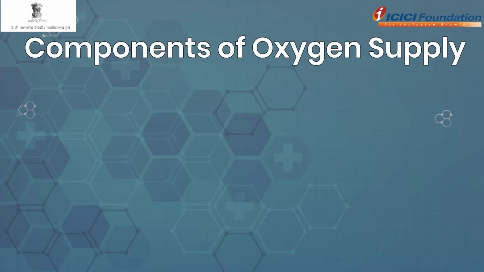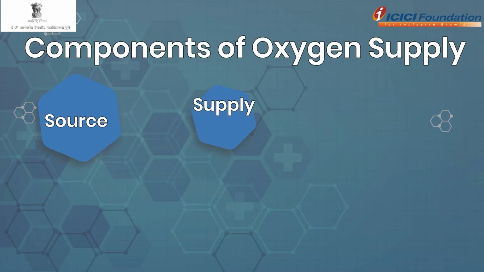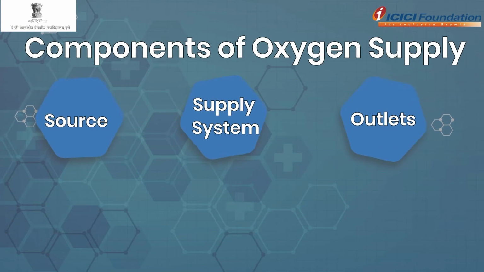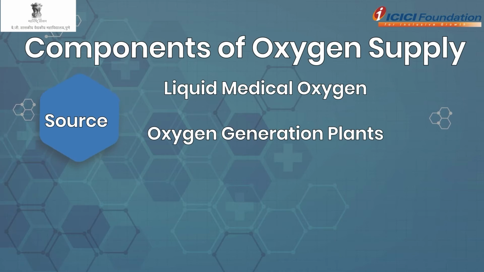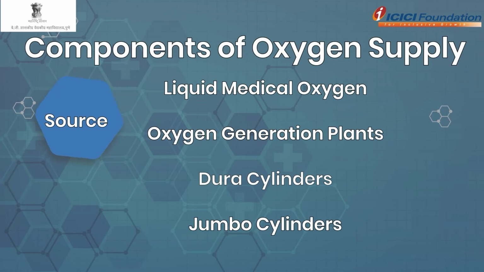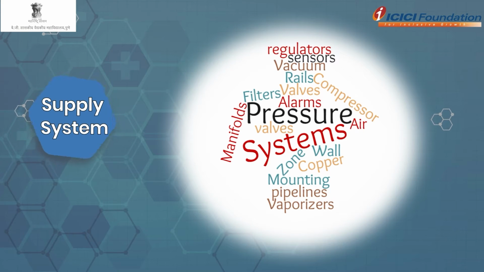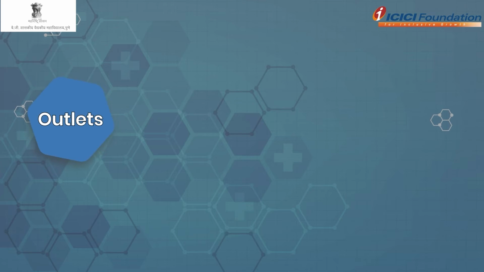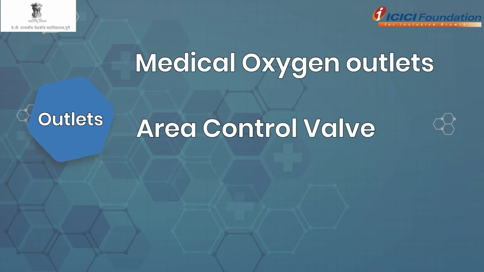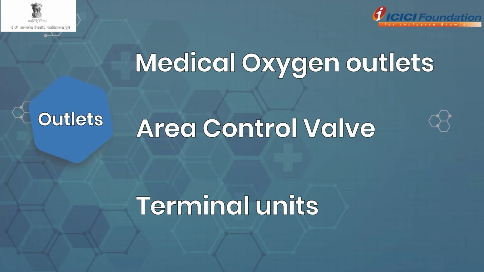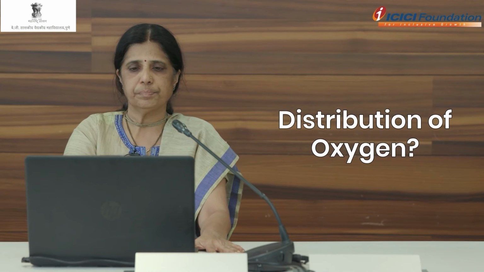So coming to components of oxygen supply, basically the oxygen supply system can be divided into three types: source, supply system and outlets. In source we have four sources: liquid medical oxygen, oxygen generation plant, Dura cylinders and jumbo cylinders. In the supply system there is a jargon of medical words. I think we should not go into details like vaporizers, pressure regulators, air compressors, filters, alarms, zone valves, mounting system and so many others. But in outlets, where the patient directly gets oxygen, we have medical gas outlets, area control valve and terminal units.